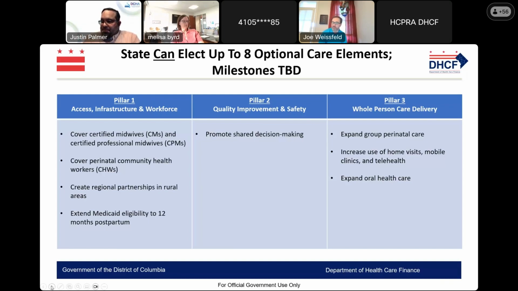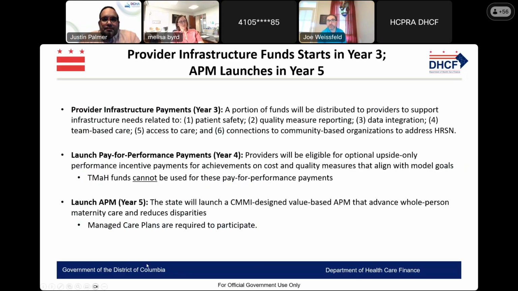I will flag, we don't know what the milestones are for the optional elements. CMS will let us know within the first year of the program. So that's where this differs a bit from the required elements. Next slide. And so that really is the care delivery side of the house. On the payment side, there really are 3 different segments of payment approaches between years 3 and 5.